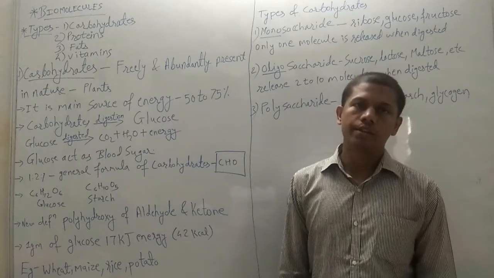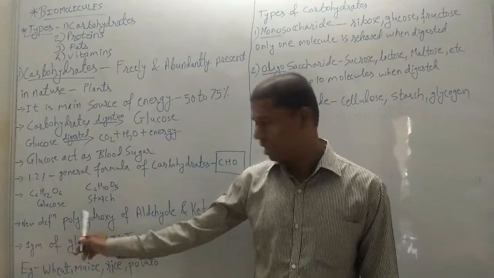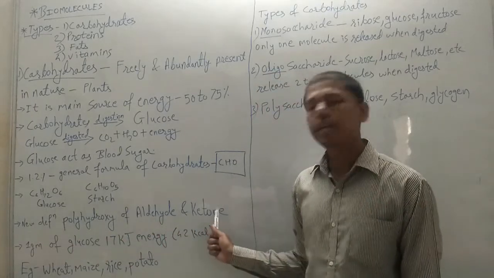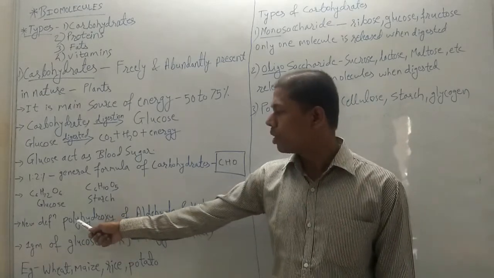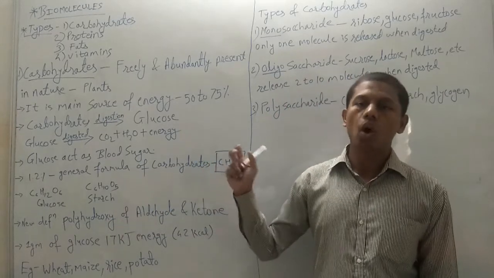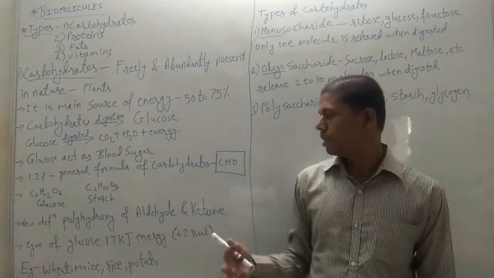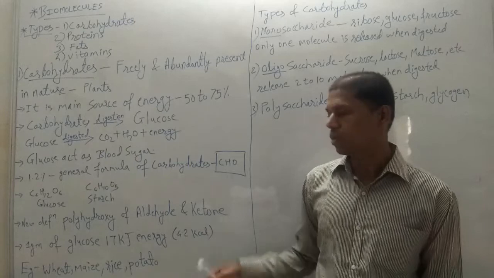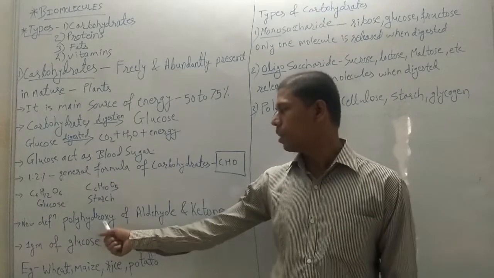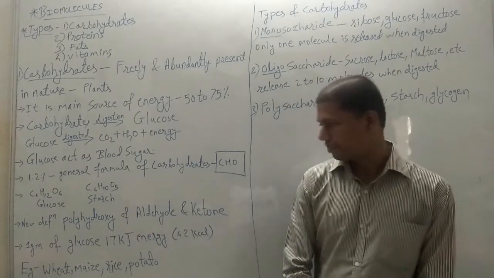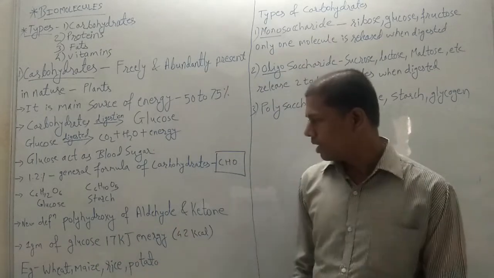The modern definition of carbohydrate is that it is a polyhydroxy aldehyde or ketone. This means carbohydrates are made up of many hydroxy groups along with an aldehyde group or a ketone group. So the repeating units, or many groups of aldehyde and ketone, in the carbohydrates are called polyhydroxy aldehydes and ketones. This is the new modern definition for carbohydrates.